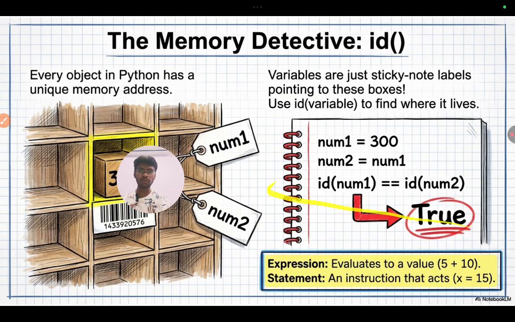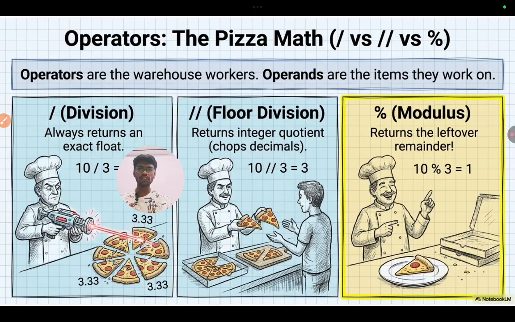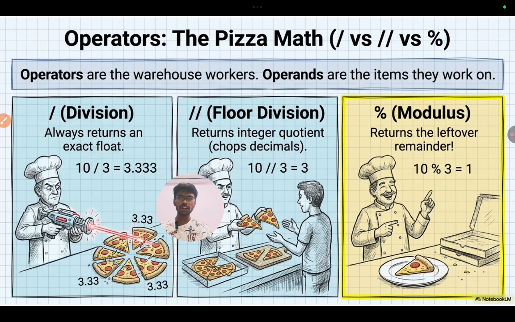At the end, the memory location pointing is the same. So we will be discussing operators in Python. Normal division will give a float value, like 10 divided by 3 gives 3.333, with some significant digits. With floor division, it will chop the decimal part and give only the integer. 10 floor division 3 is 3.